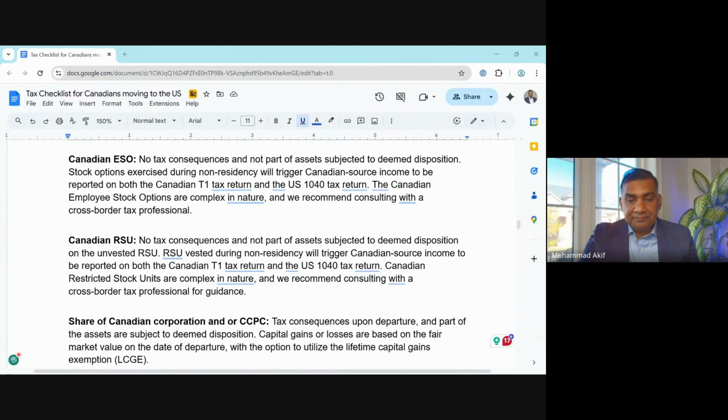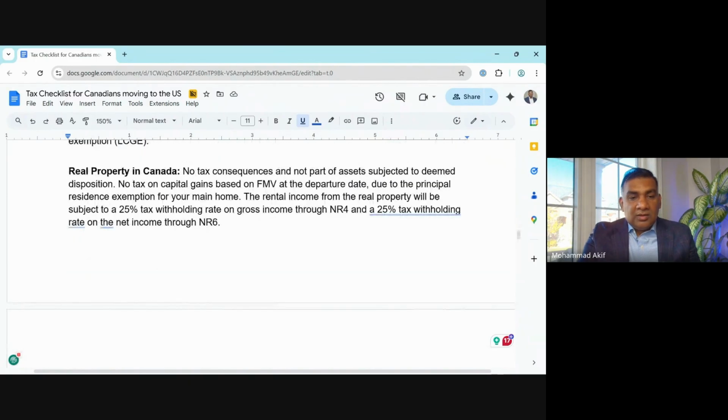Now let's move on to real property in Canada, that means any real estate. No tax consequences, no deemed disposition, but there are reporting requirements. Let's say, for example, this is your primary home, I do want you to take advantage of the principal residence exemption. On the Canadian side, if you're leaving and putting it on rent, I do want that to be reported. A lot of Canadians do miss that. Canadian tax professionals do miss that too.